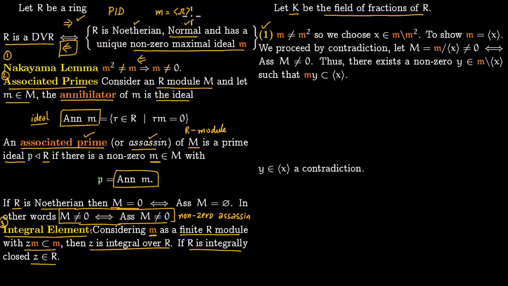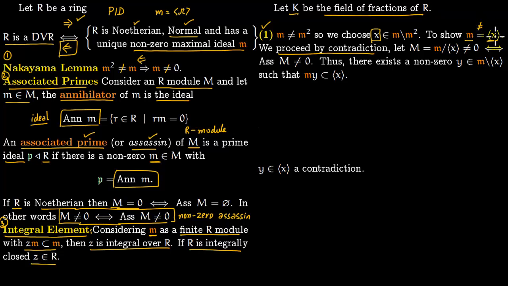So we have to show that M is generated by a single element. So we choose some element x which lies in M minus M square. So we have to show that M is generated by this element x. So we are going to proceed by contradiction. So what we are going to say is that suppose there is an inequality here.